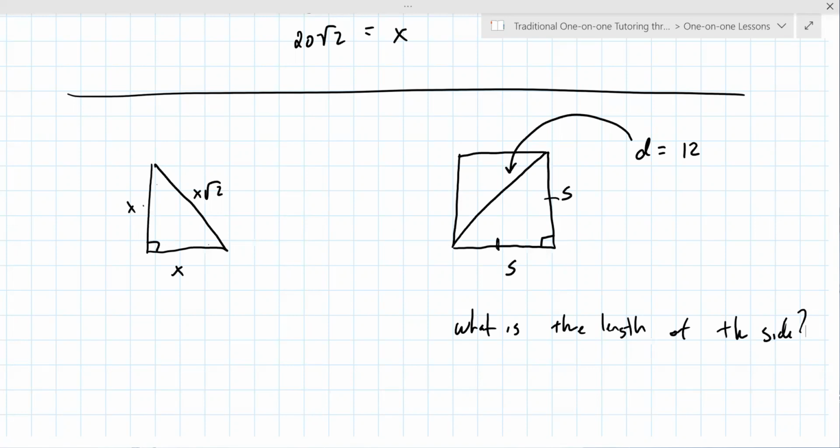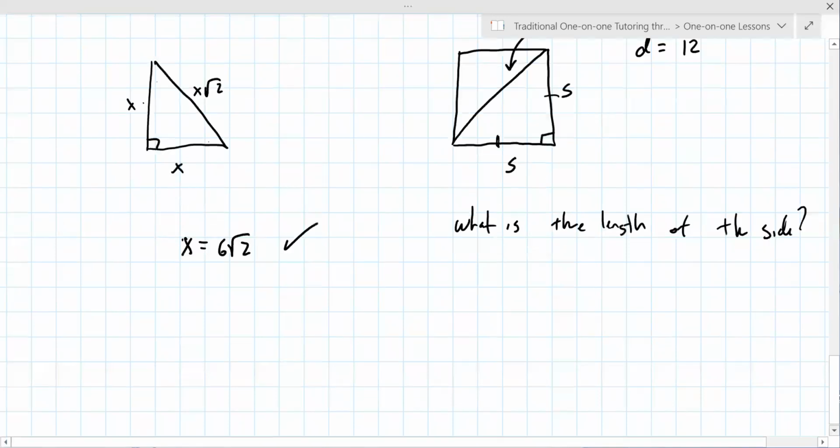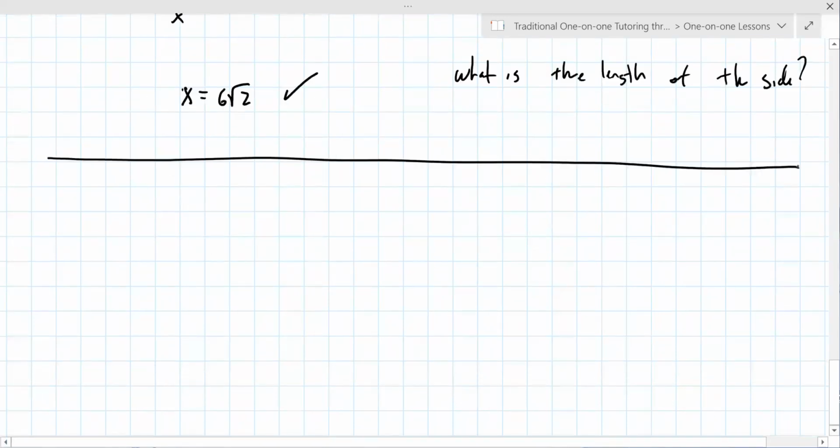Is it 6 square root 2? It is. X is 6 square root 2. Perfect. Okay. Now, let me show you a couple examples where I don't give you such nice numbers, but let's say I give you a right triangle again, 45, 45, 90, but I tell you that the hypotenuse is 13. So you set the 13 equal to x root 2, divide both sides by root 2.